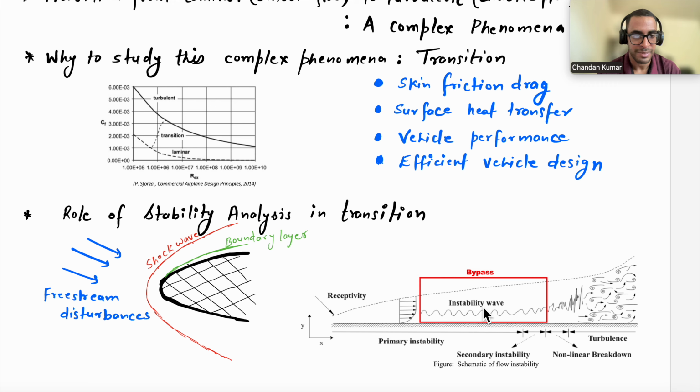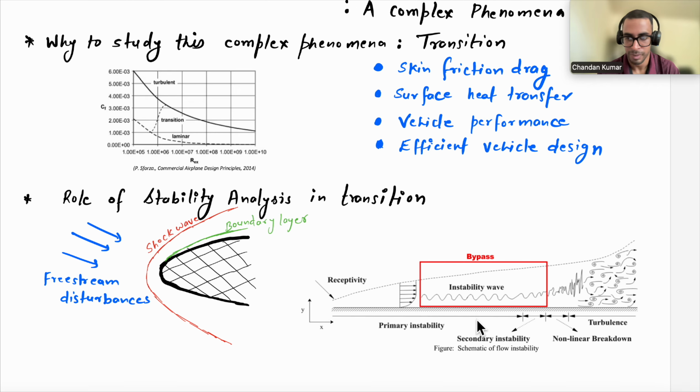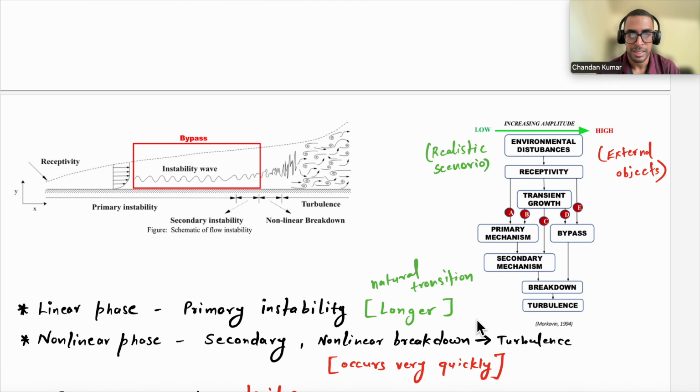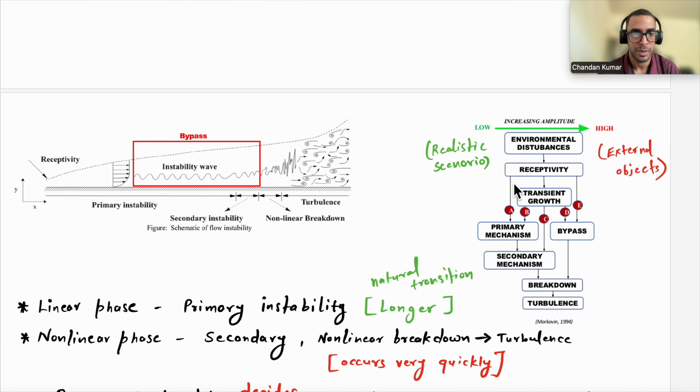So it becomes very crucial to know what's going on in the primary instability, because primary instability is the one which decides what is going to be the amplitude for the secondary instability, and that decides the nonlinear breakdown and the turbulence. Yeah, so we discussed this figure.